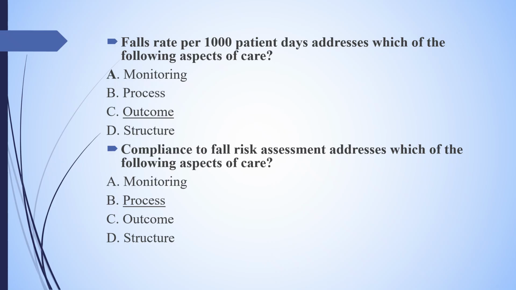So fall rate per 1,000 patient days addresses which of the following aspects of care? Monitoring, process, outcome, or structure. So the correct answer is it's an outcome measure. Fall rate is an outcome measure.